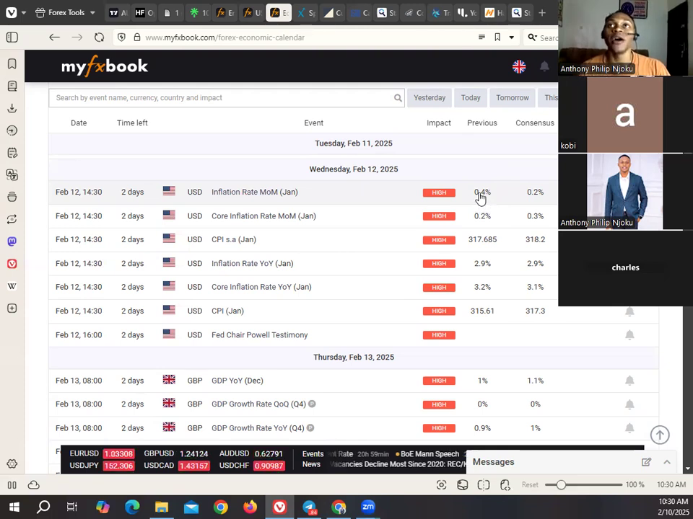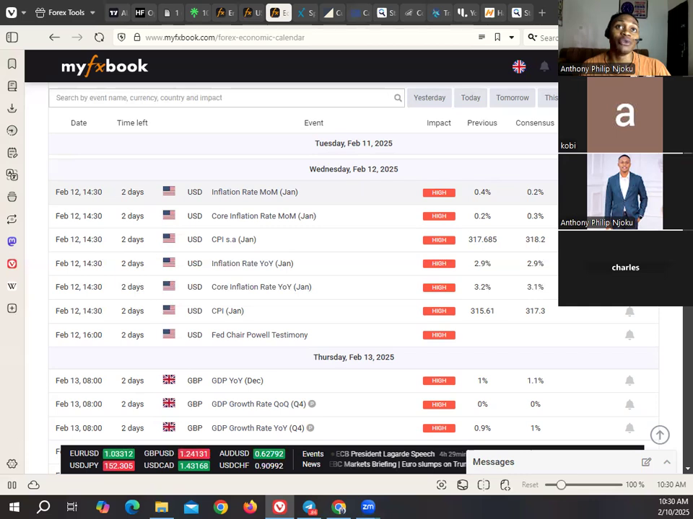Okay. So over here we see a figure of 0.4% before. They're saying that it will reduce to 0.2%. If this happens, dollar should be weak on Wednesday. But we see a figure higher than 0.2%, dollar should be strong. Exactly by 2:30 a.m., that's when this news will be dropped.